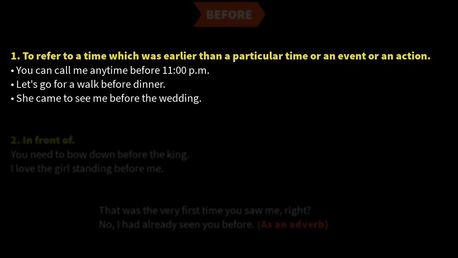She came to see me before the wedding. Before a particular event, she did something, she came to see me.